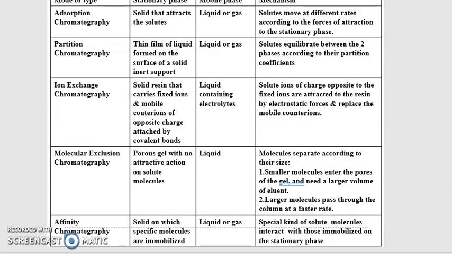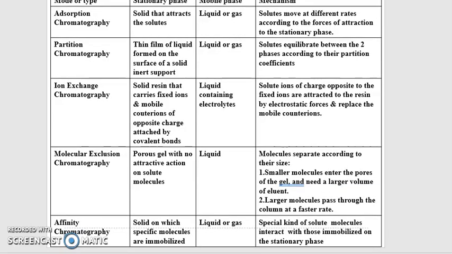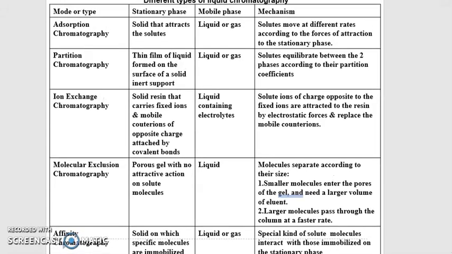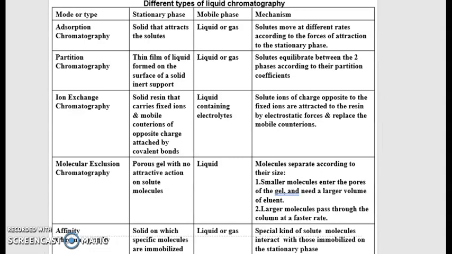So this is different types of liquid chromatography. Awak kena tahulah ya, bila nak pakai which types of liquid chromatography, bila nak pakai benda ni. Okay, so for adsorption chromatography, the stationary phase is solid that attracts the solute because it is based on adsorption. So mesti ada adsorbent lah. Adsorption and detract. So your stationary phase solid, they will attract the solute.